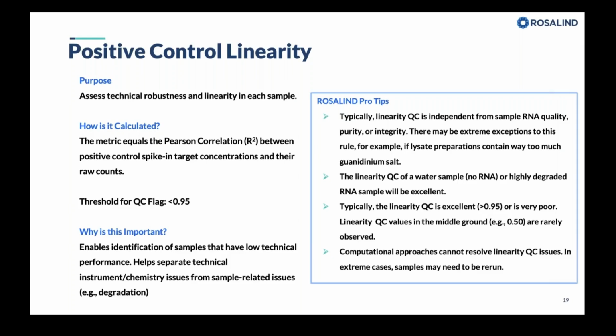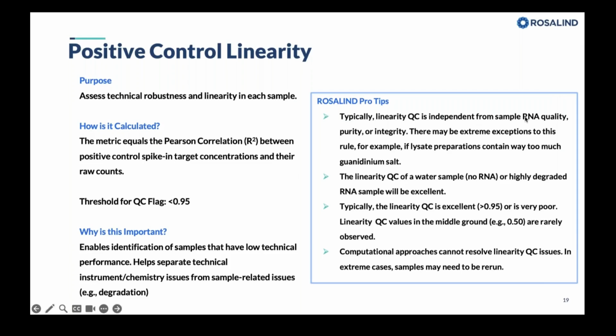It's important to look at this metric because it allows us to quickly identify samples that may have issues with technical performance. It helps us isolate and differentiate between samples that may be problematic at a technical level, maybe the assay is not working technically, versus problems with, let's say, RNA degradation or actual biological issues. I'll show you what this looks like in a minute. But I do want to mention that typically this linearity is independent from your RNA sample itself.